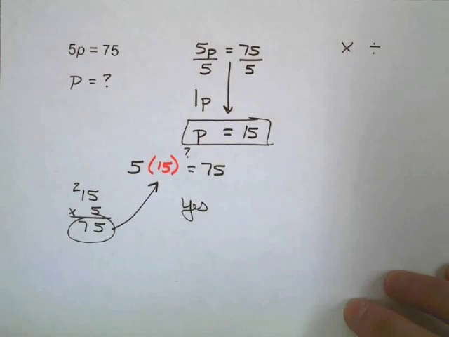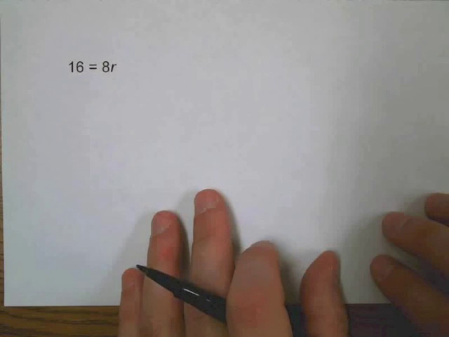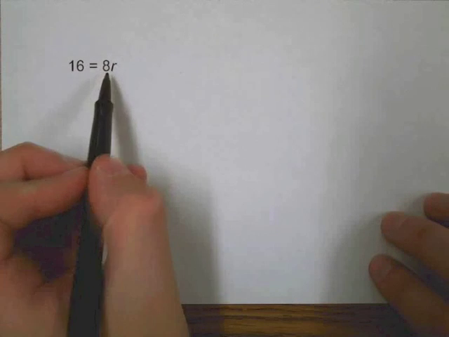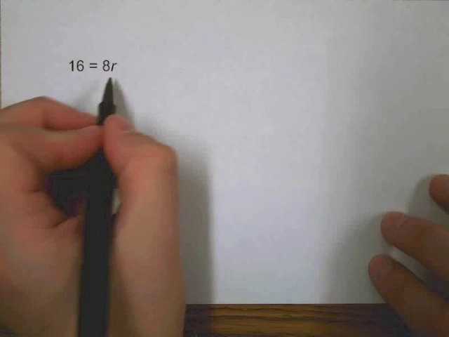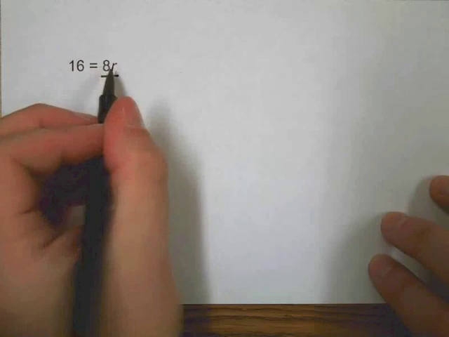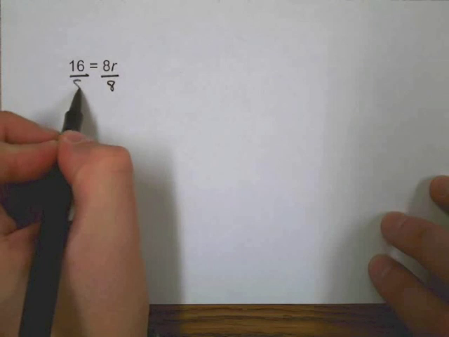Our solution is correct. Let's take a look at another one though. Here we have 16 equaling 8 times r. Well, again, we have multiplication. We need to undo that. So we're going to divide this side by 8, and if we do it to one side, we need to do it to the other side to keep our equation in balance.